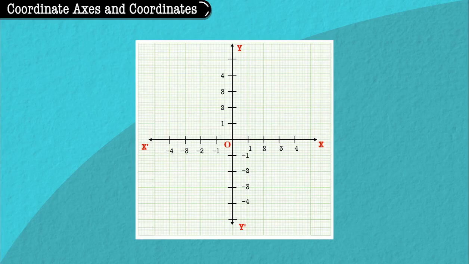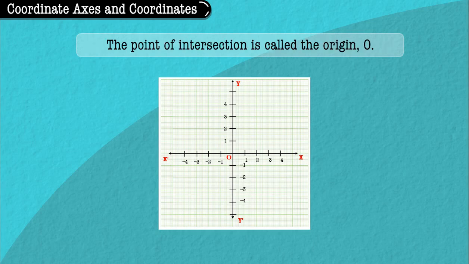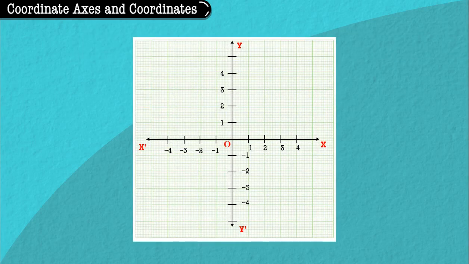The horizontal line is called the x-axis and the vertical line is called the y-axis. The x-axis and y-axis are called the coordinate axes. Both the lines intersect at right angles and the point of intersection is called the origin. Here, the origin is point O. Thus, the horizontal line is written as XOX' and the vertical line is written as YOY'.